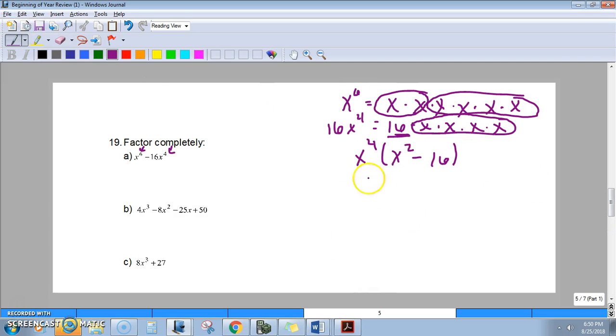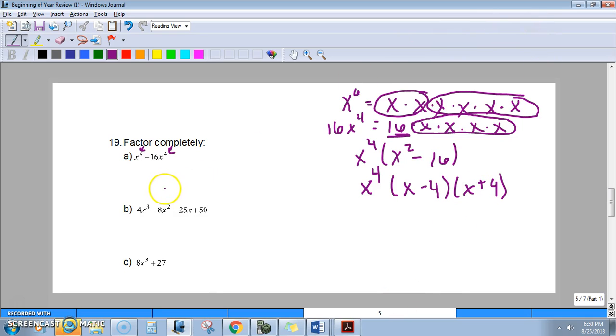Okay, but now I have, let's see if you can figure this out. Pause right now and see if you get the right answer. x to the 4th times x minus 4 times x plus 4. And it doesn't matter if I do the plus or the minus first, okay? All right, next one.